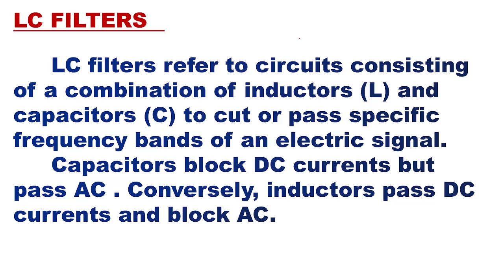capacitor. So LC filters refer to circuits consisting of a combination of inductors L and a capacitor C to cut or pass specific frequency bands of an electric signal. Now we all know that capacitors can block DC but pass AC. That is, it is going to block direct current and it is going to pass alternating current. Conversely, inductors will pass direct current and they will block alternating current.